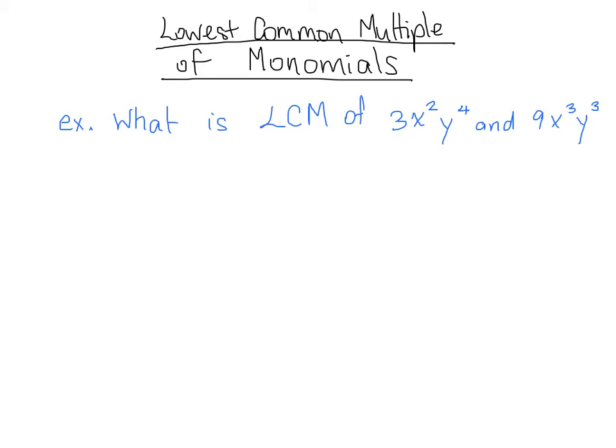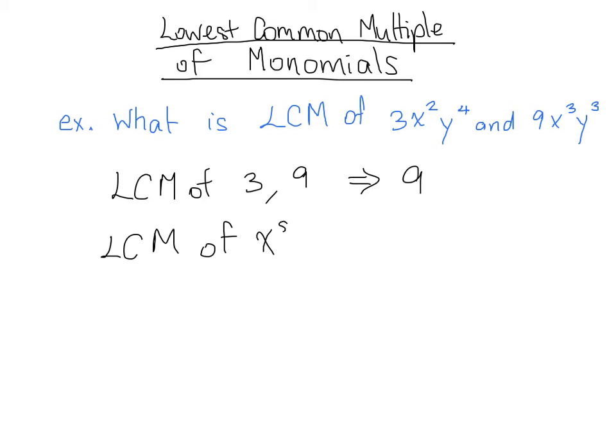So here we know the LCM of 3 and 9, that we know because we just practiced that. So the LCM of 3 and 9 is going to be equal to 9 because that's the lowest common multiple of both of them. Now I'm going to look at the x's. I'll call it x's like that.